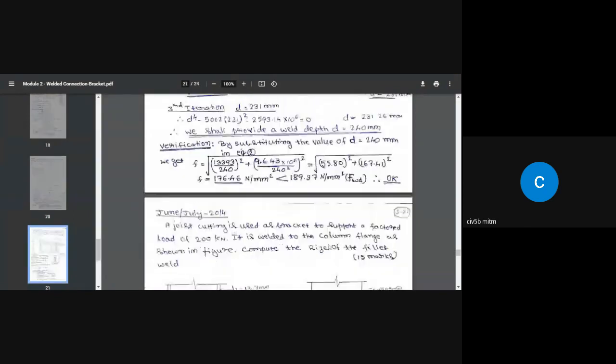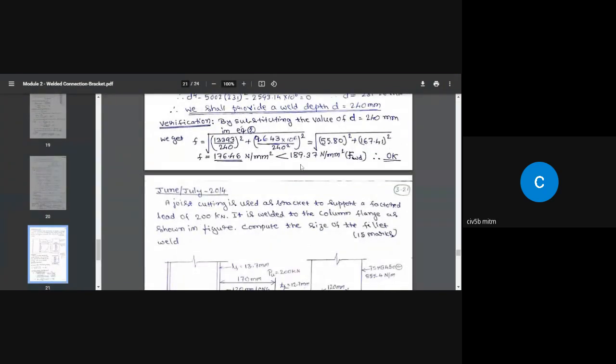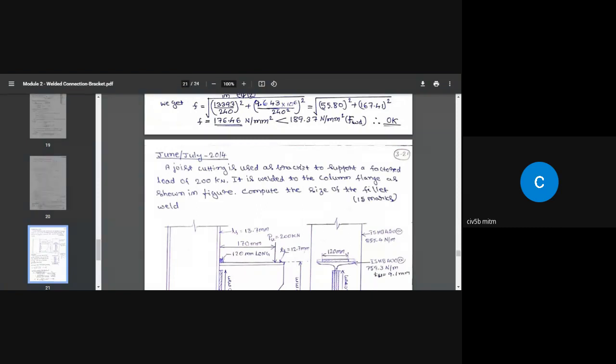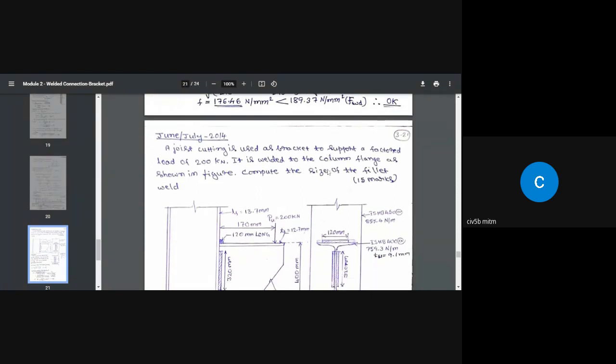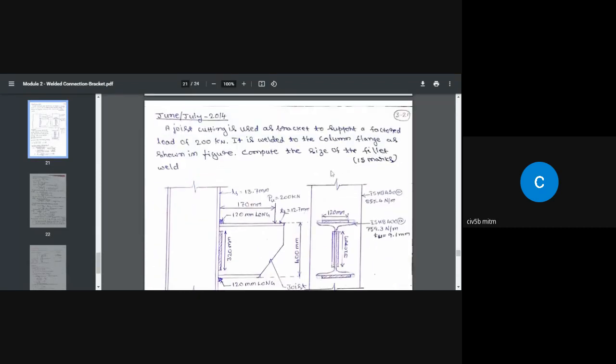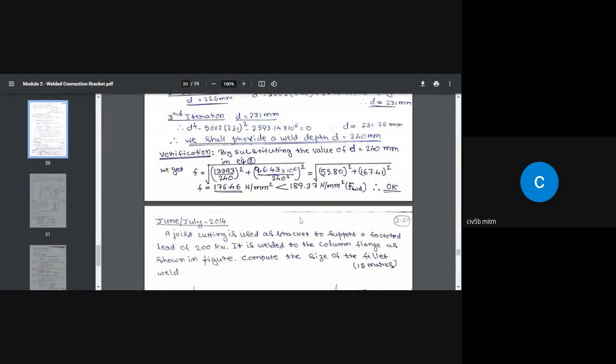So with this, I'm going to complete this problem. In this module, I'm left with another two problems, which I'm going to complete tomorrow. Even tomorrow's session is not going to be that long.